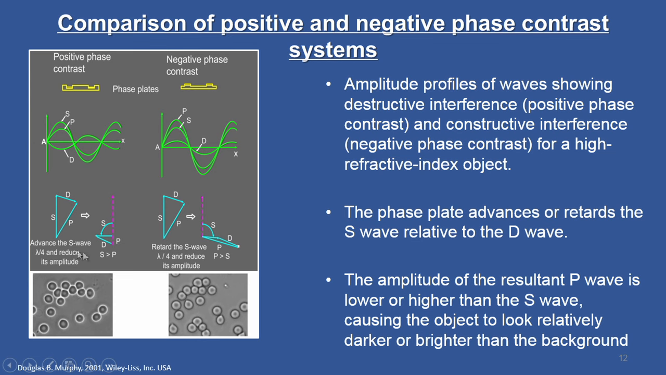The polar coordinate diagram also shows that the angle is rotated counterclockwise because the S wave is advanced. Here it is retarded, so it is a clockwise rotation. You can see that, and you can see the clear difference in the contrast enhancement of the objects because of this phase contrast effect.